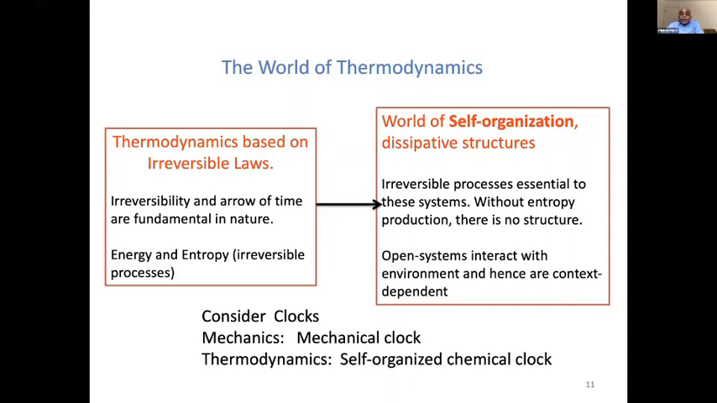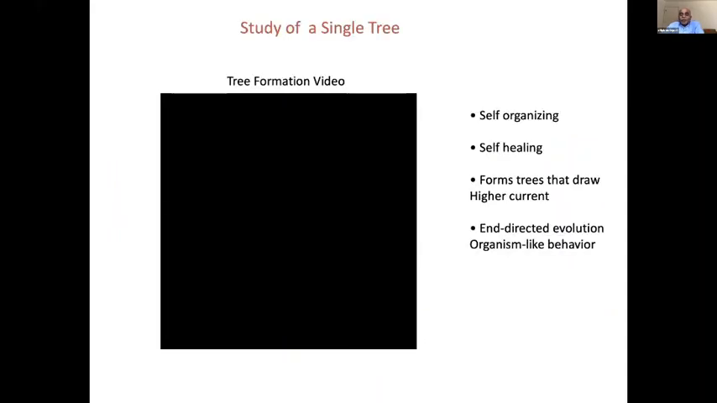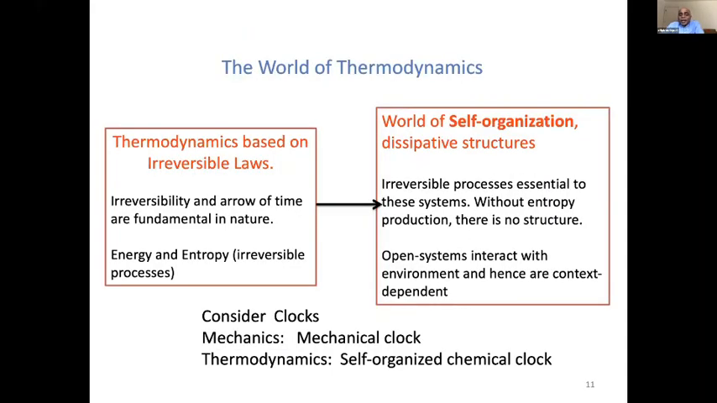So in the world of self-organization and dissipative structures, irreversible processes are essential, in contrast to machines, where they are a nuisance. Without entropy production, there is no structure at all. And open systems that are not far from equilibrium are constantly interacting with the environment, and therefore they are naturally context dependent. And we do draw boundaries, but often this boundary is questionable.